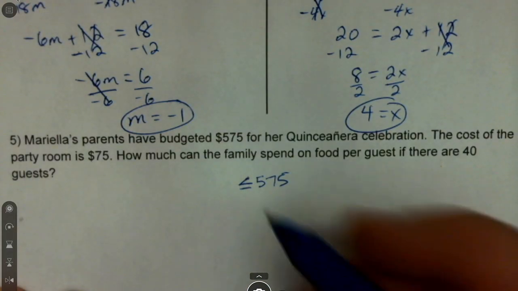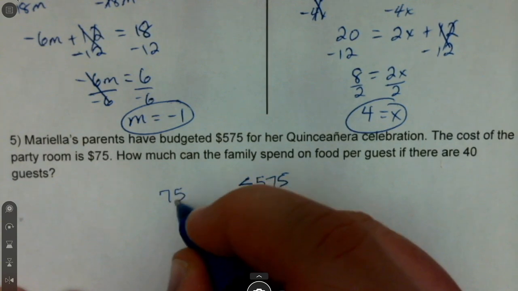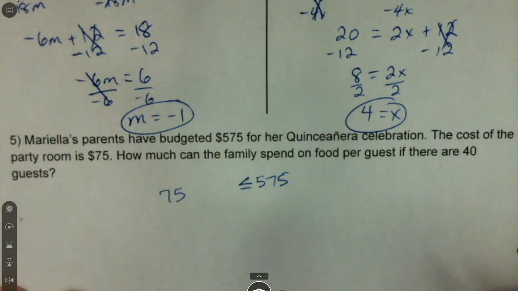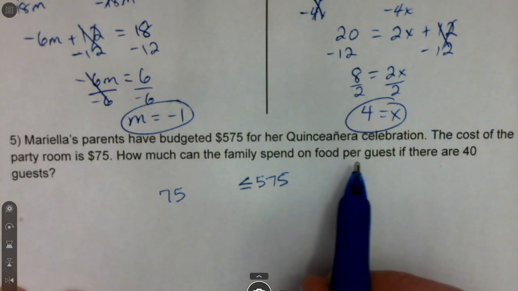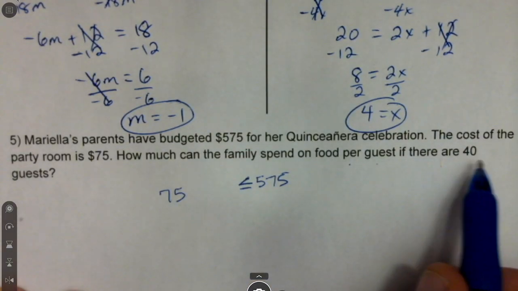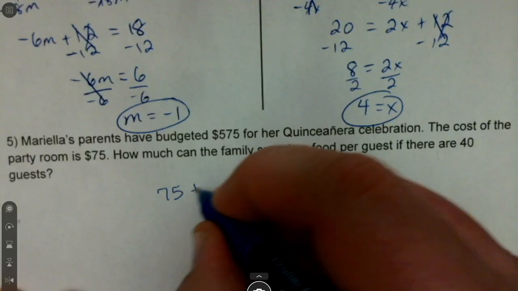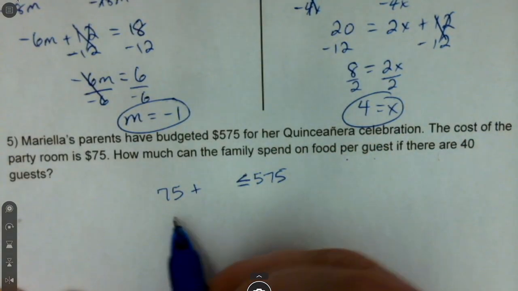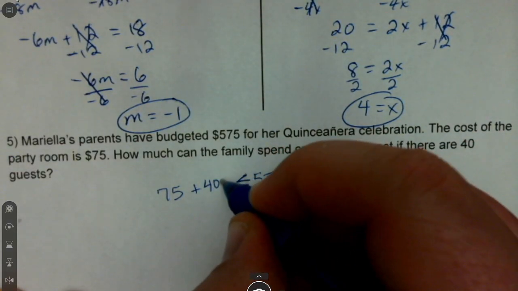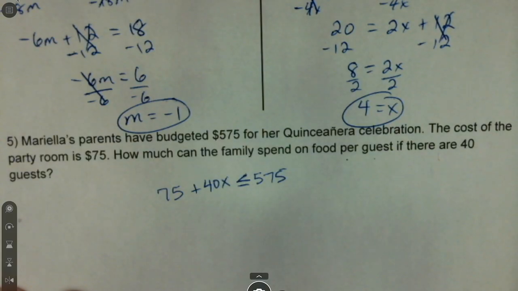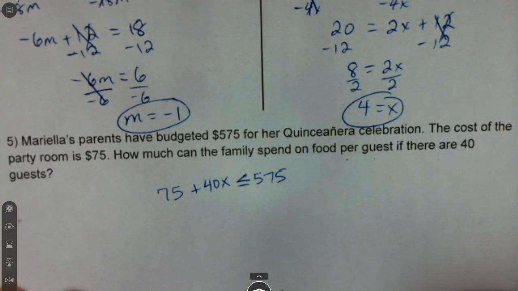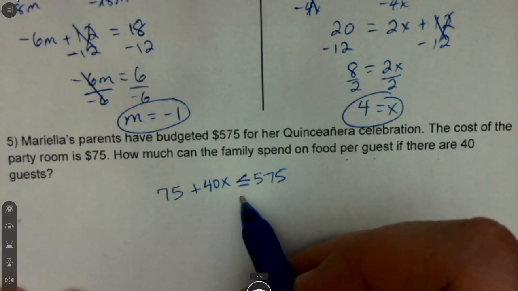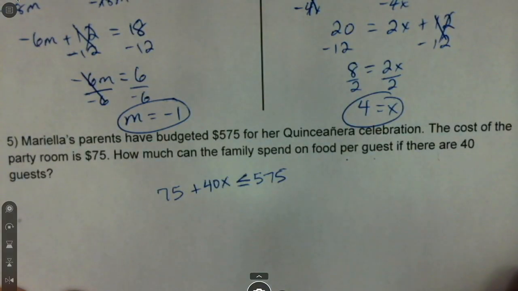So to rent the party room, that's $75. Then they've also got to purchase food for all the guests. So how much can the family spend on food per guest if there are 40 guests? So on top of the $75, we have 40 guests we're going to spend an unknown amount on for food. So 40 times the amount we're going to spend on them for food plus 75 for the party room has to total less than or equal to $575.